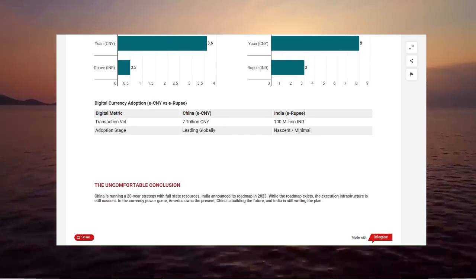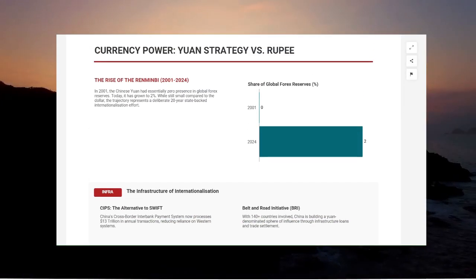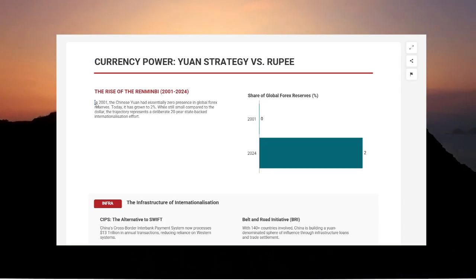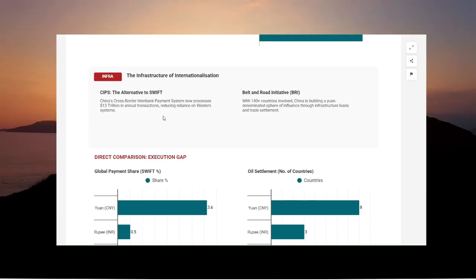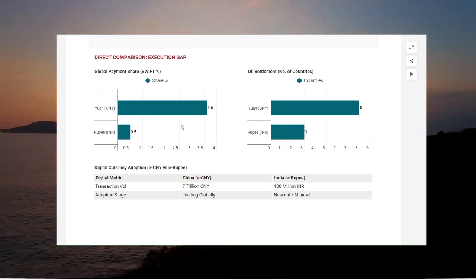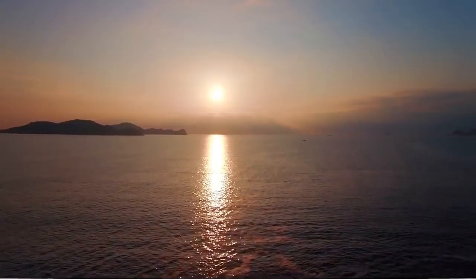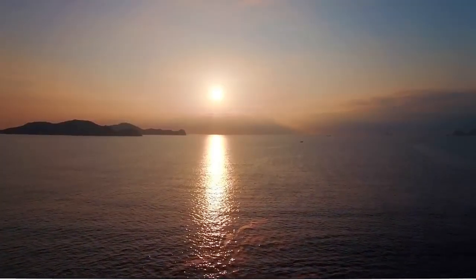More importantly, China has built a comprehensive infrastructure to internationalize the yuan. CIPS, the Cross-Border Interbank Payment System, China's alternative to SWIFT, now processes $13 trillion in annual transactions. The Digital Yuan, e-CNY, already processed 7 trillion Chinese yuan in transactions by June 2024. India's e-rupee, a barely visible 100 million Indian rupees by comparison.